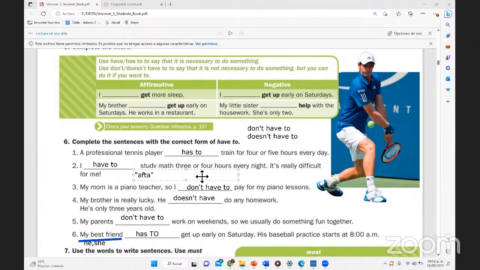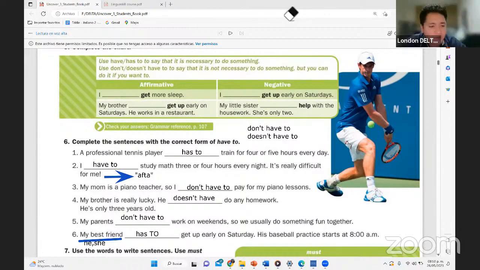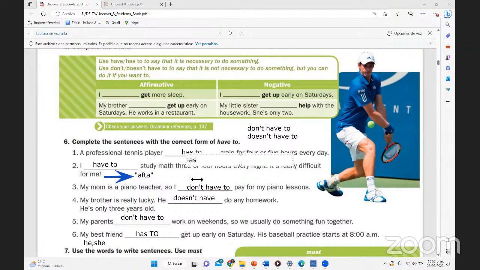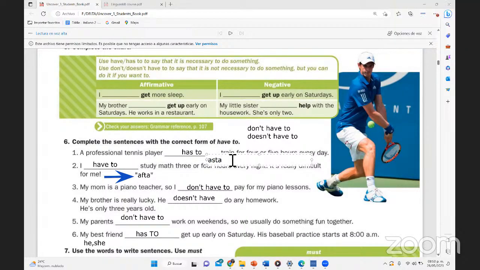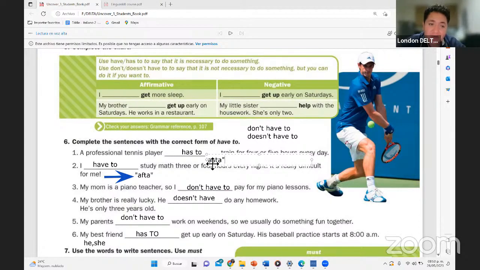I have to study math 3 or 4 hours every night. Perfecto. Entonces, sí vamos a decir "after". Y si fuera en el caso, por ejemplo, de aquí lo que tenemos que es "has", vamos a decir "hasta", así como "hasta la vista", ¿no? Hasta. Okay. Pero recuerden, esto solamente si estamos pronunciando rápido. Eso es importante, la velocidad con lo que lo decimos. Si lo vamos a decir lento, entonces es preferible pronunciarlo con la H.